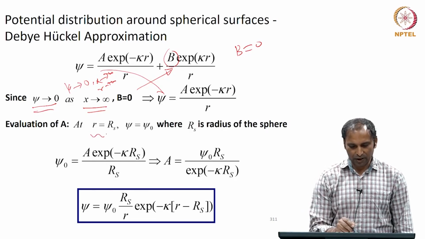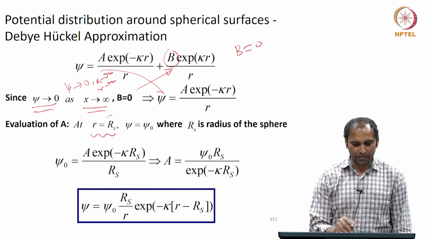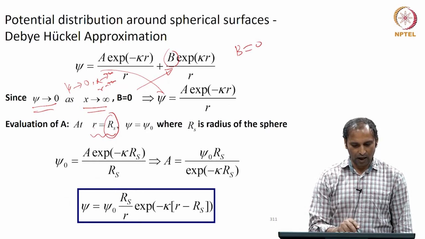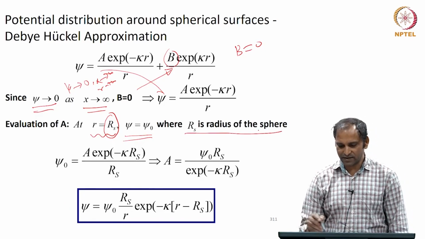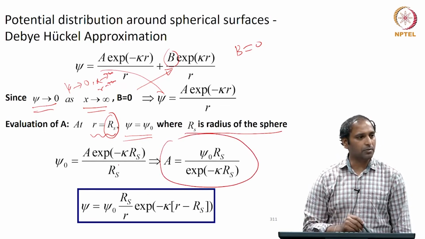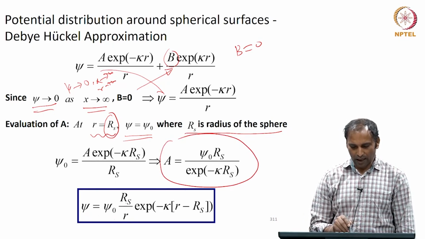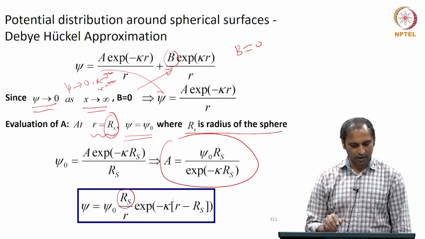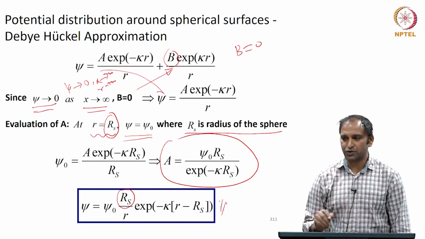And if I use the other boundary condition, that is at the surface of the spherical particle, for example, if the size of the spherical particle that I am considering is Rs, that is the radius of the spherical particle, at r is equal to Rs, psi has to be psi naught. If I substitute for that, then I can get the constant a out. Therefore, psi goes as psi naught Rs by r exponent of minus kappa into r minus Rs. That is the solution we get.